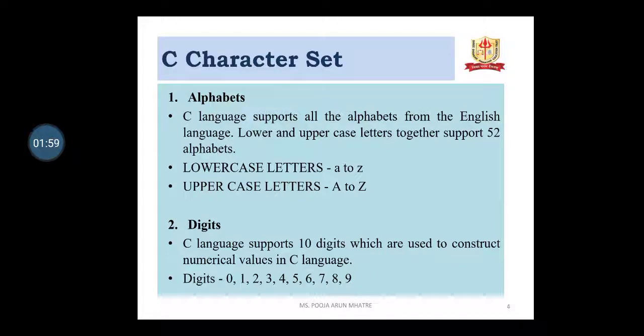Second one is digits. The C language supports 10 digits which are used to construct the numerical values in C language, and the digits are 0 to 9, that is 0, 1, 2, 3, 4, 5, 6, 7, 8, 9.